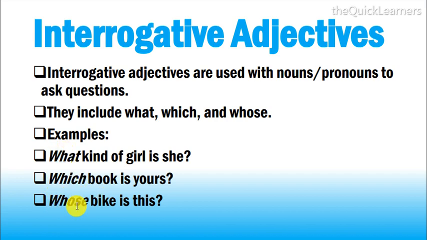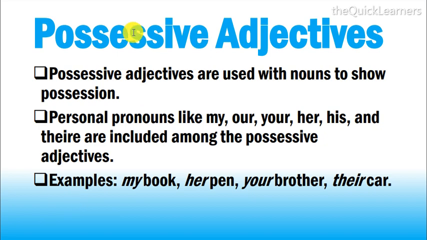Let's move towards the possessive adjectives. Possessive adjectives are used with nouns to show possession. Personal pronouns like my, our, your, her, his, and their are included among the possessive adjectives. Let me give some examples of possessive adjectives. My book, her pen, your brother, their car. So here words like my, her, your, and their show possession.